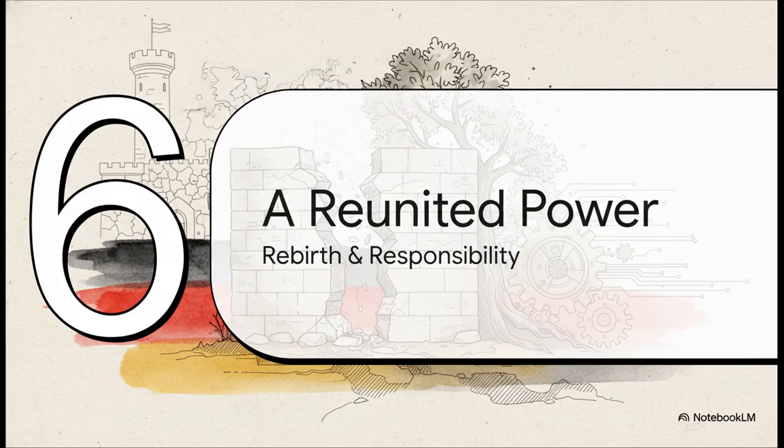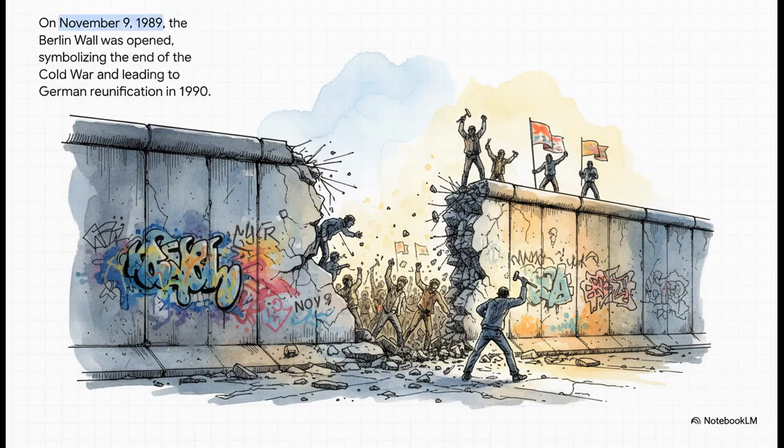But then, in one of the most stunning turnarounds of the 20th century, everything changed. On November 9, 1989, the unthinkable happened. The Berlin Wall, the most powerful symbol of the Cold War, came down. This one single seismic event triggered the collapse of communism in East Germany and, less than a year later, the official reunification of Germany. After 45 years apart, the nation was whole again.